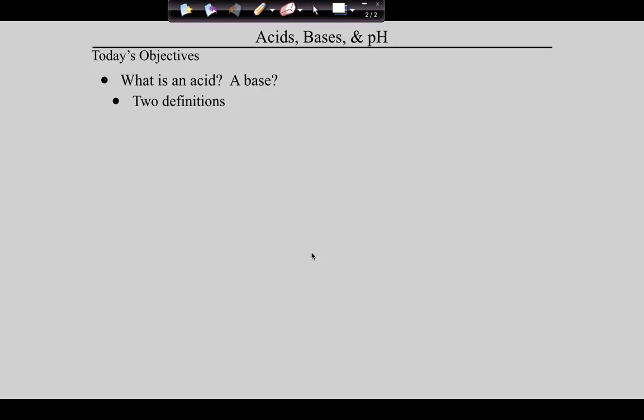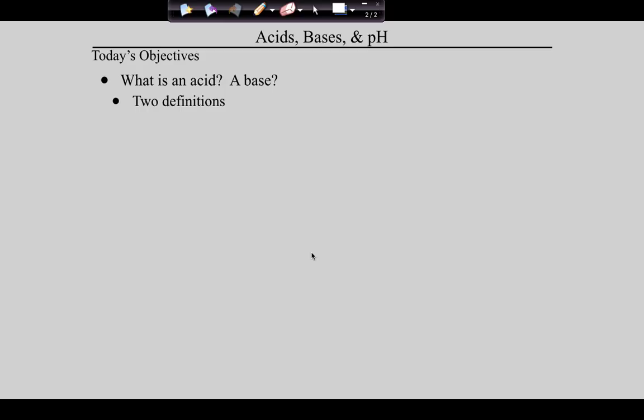Question number 1 is this: what is an acid? What is a base? But you already kind of know the answer, right? What is an acid? What's it do? You told me you agreed on the previous page. What does an acid do? Gives away hydrogen ion. What does a base do? Gives away hydroxide ion. But guys, what you're going to find out is it's not quite that simple.